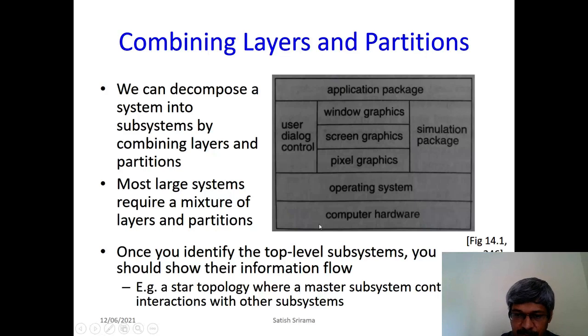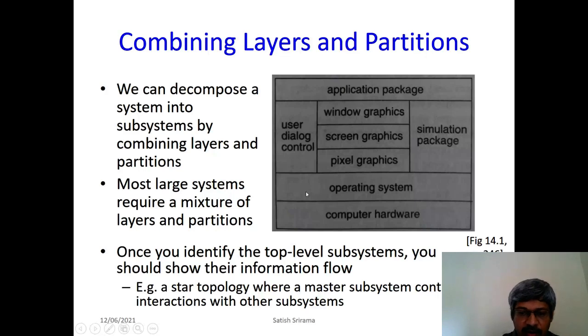At the lowest layer, it has the computer hardware, and then the operating system, and then at the next layer there can be several partitions. User dialog control will be one partition, the simulation package another subsystem, and the graphics again will have different layers, say pixel graphics, screen graphics, window graphics, and then the actual application package is at the top level. So this system which is designed has several layers and also partitions, and this is what is identified during system design.